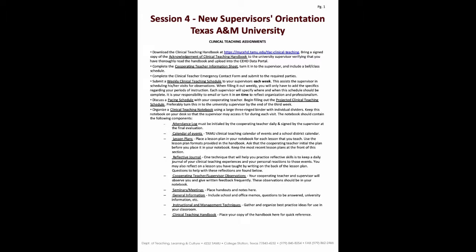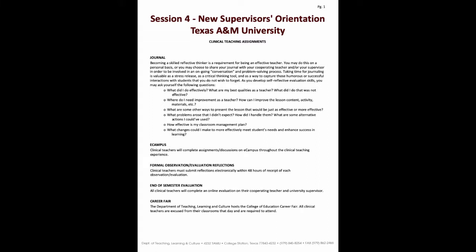The most recent lesson plan should be kept at the front of the section for lesson plans, and stress to your clinical teachers that the attendance log is their daily responsibility, not the cooperating teacher's. Point out the list of sections that will be included in the notebook, beginning with the attendance log and ending with the clinical teaching handbook.